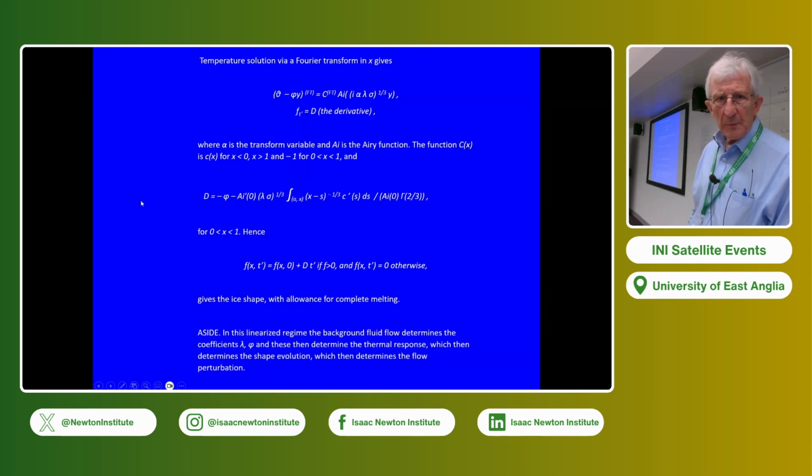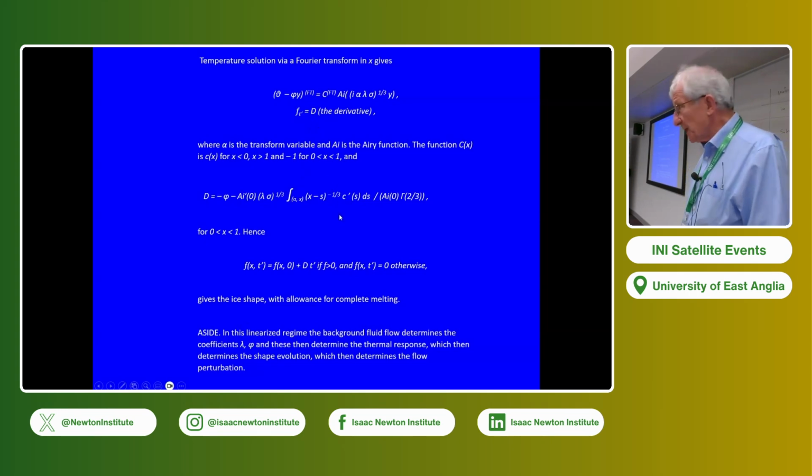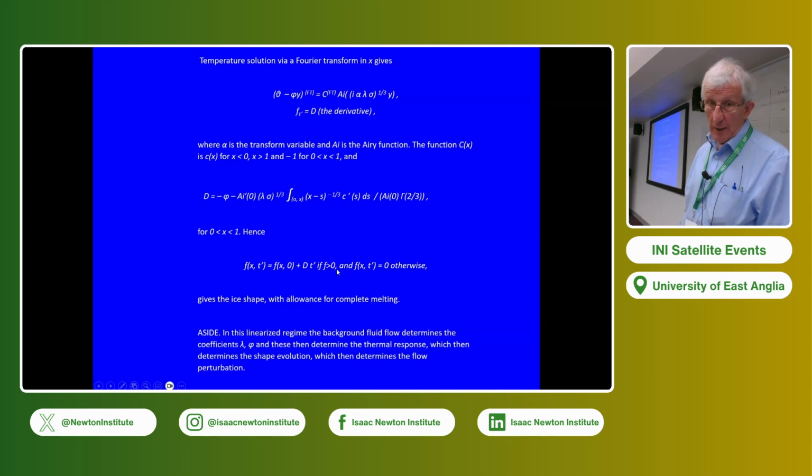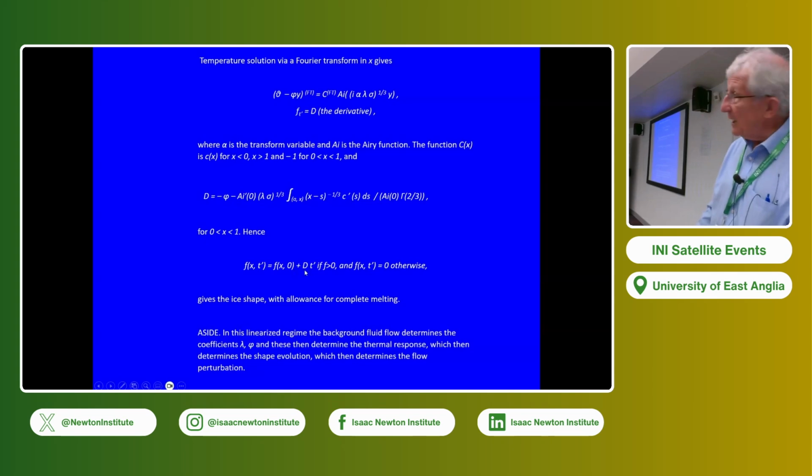This function d turns out to be like this. It's the derivative of that guy, converted back to real space. It gives us a convolution integral involving the temperature at the ice, that's C of s, integrated against this x to the minus 1/3 viscous response, and that's it. And then luckily this d term that appears on the right of the equation is independent of time, so it's very easy to integrate this up to get that f is the initial shape plus d times the scaled time, as shown here.